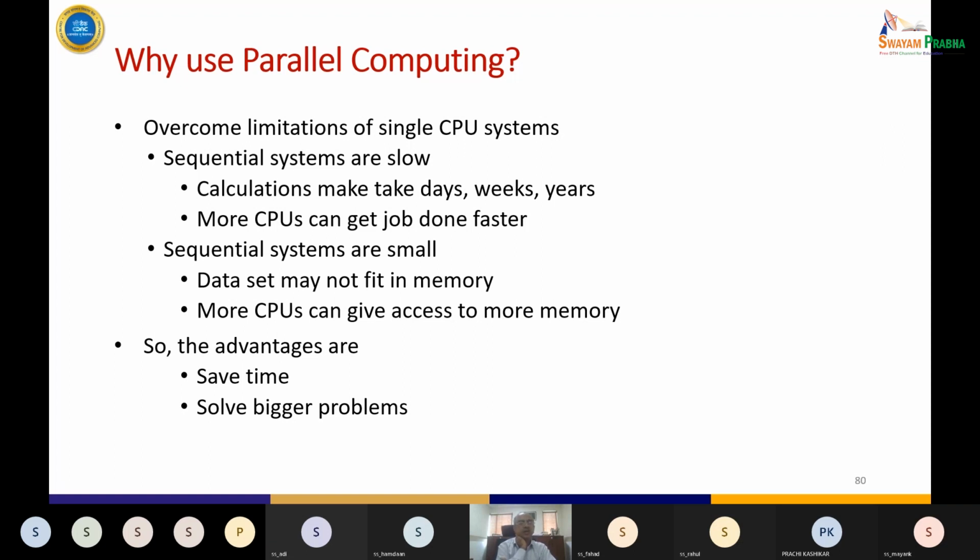So the reason why we use parallel computing is we want to overcome the limitations of a single CPU system. Single CPU systems are there. You are writing codes on it. They are running, but why? What is the motivation for going parallel? So what is the limitation? There are two limitations. First is that sequential systems are slow.